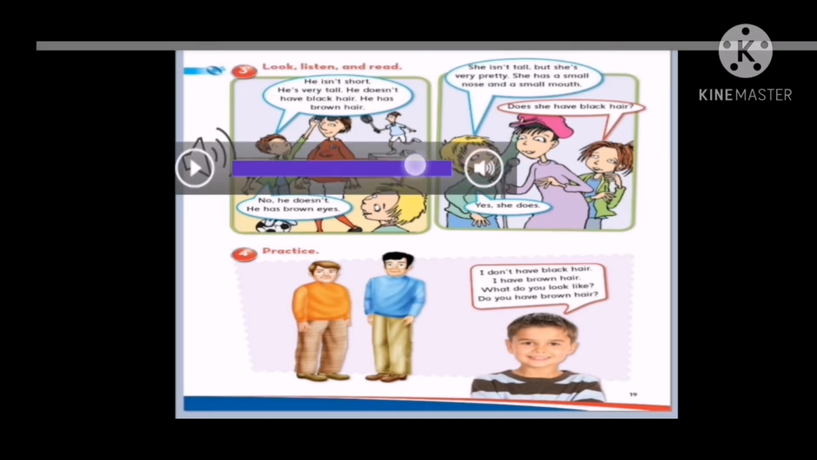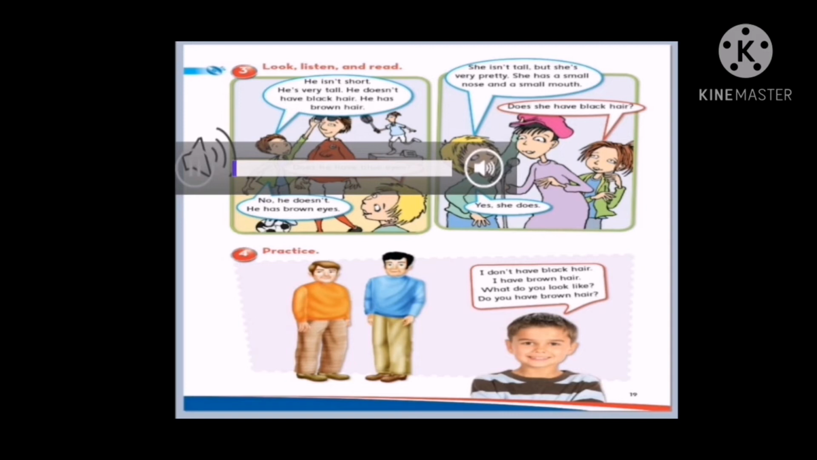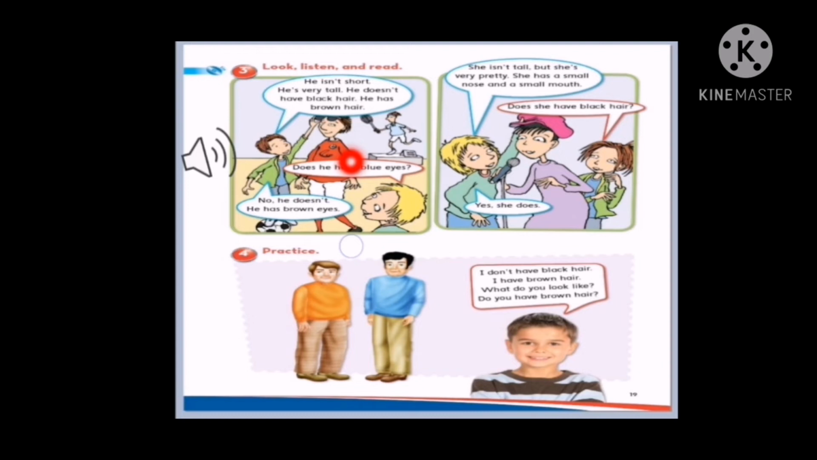Unit 2, Lesson 2, page 19. Exercise 3. Look, listen, and read. He isn't short. He's very tall. He doesn't have black hair. He has brown hair. Does he have blue eyes? No, he doesn't. He has brown eyes. She isn't tall, but she's very pretty. She has a small nose and a small mouth. Does she have black hair? Yes, she does.